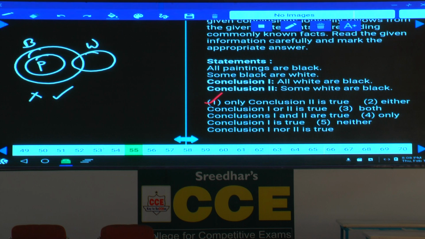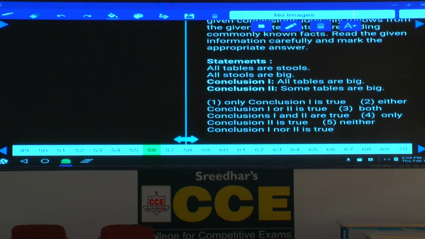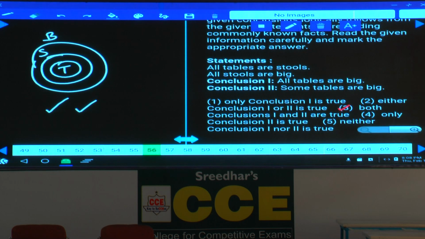55, choice 1. Then question number 56. All tables are stools. All these tables are what? All tables are stools. And all stools are what? All tables are stools. All stools are big. Then first one, all tables are big, is it true? And some tables are big, true or false? That's also true. And so what is your answer here? Both 1 and 2. If both 1 and 2 is true, that is choice 3.